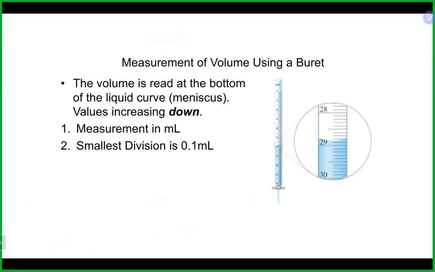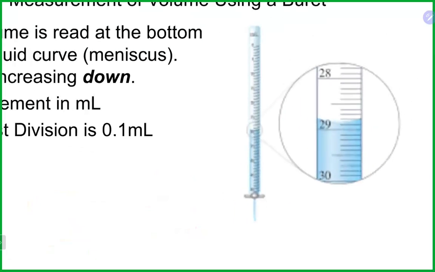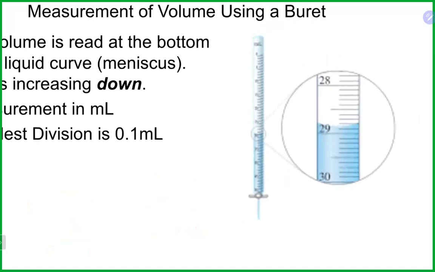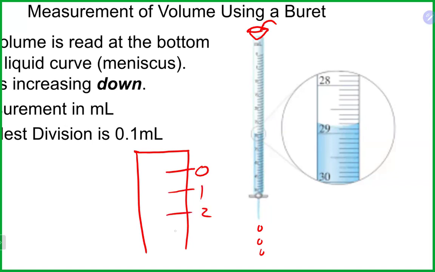Now, sometimes we do use glassware that's a little bit different, and this is a burette. We use a burette when we do titrations and some other experiments, and we'll use it very commonly towards the end of the semester. The difference on a burette is we fill from the top, and it comes out the bottom. When you look at the scale of a burette, at the top you will have 0, then 1, 2, 3. It actually increases as you go down the scale.